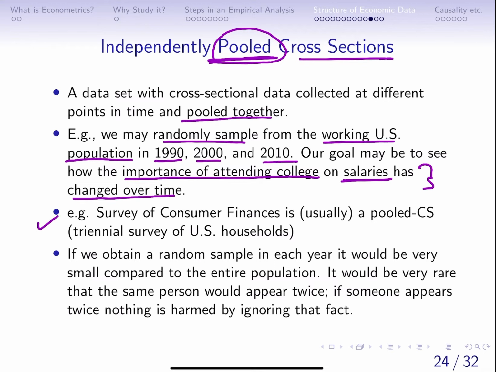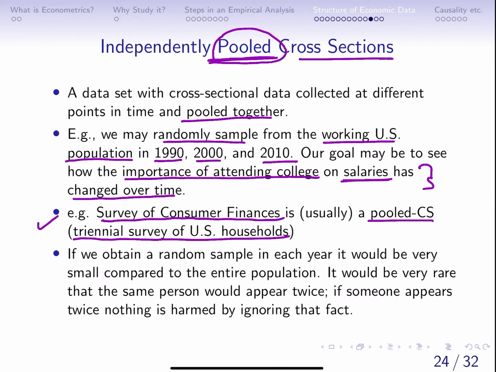One really popular pooled cross section is the Survey of Consumer Finances. This is a survey that's run by the Federal Reserve Board, and is usually a pooled cross section, but the data is collected every 3 years. So it's a triennial survey of US households, a very rich data set, which has information on US families' asset and liability positions. You know a lot about those positions for different types of households in the US.